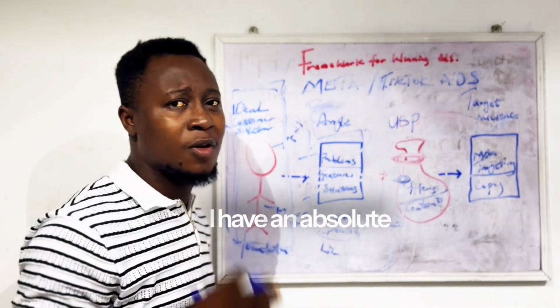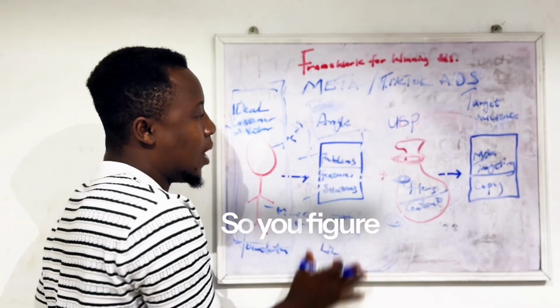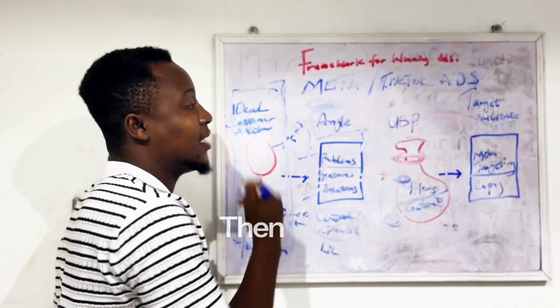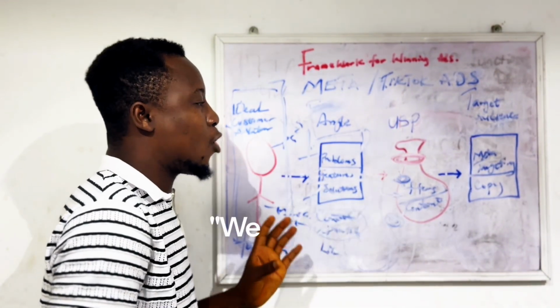I have an absolute offer chart. You can check my course to find it. Full stuff here. So you figure out which angle you want to come from. Then that will determine the kind of offer you're coming with. So with that offer, you can now say, we are coming with this.